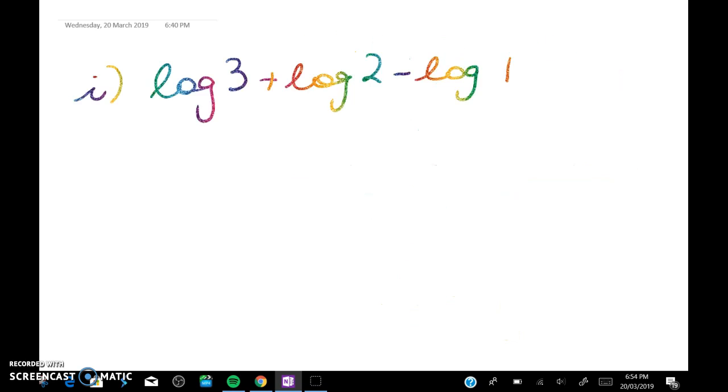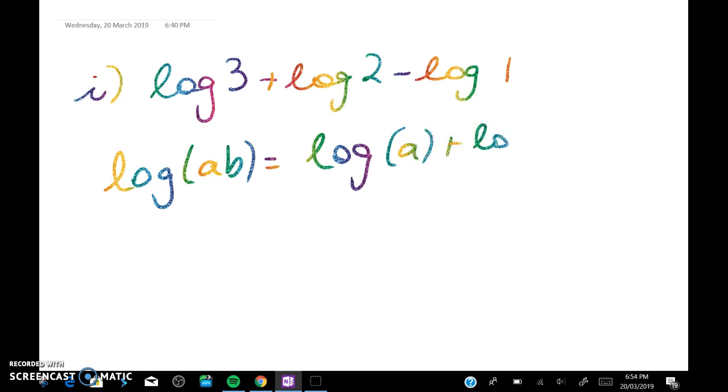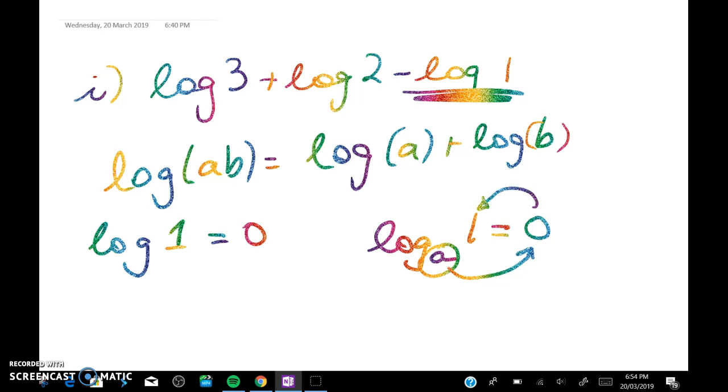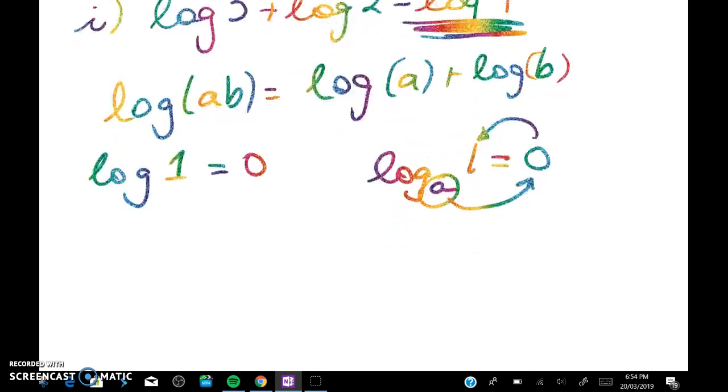So here we go. So very quickly, here we're using a log rule, which is that the log of AB can be split up as the log of A plus the log of B. There's one other thing that makes this question easier, and that's that the log of 1 is always equal to 0. So why is that? Well, if I've got the log to any base, anything to the power of 0 will give me 1. So as soon as I see log 1, I know that that's 0.